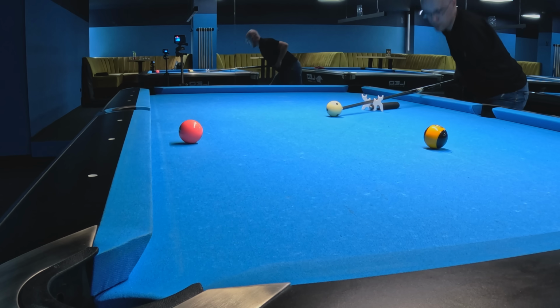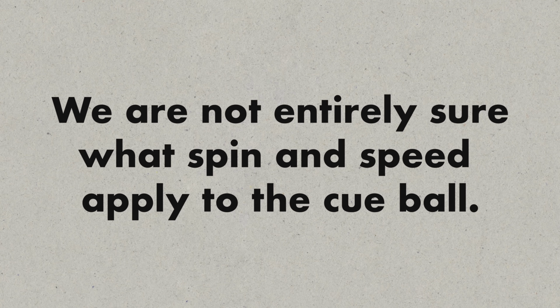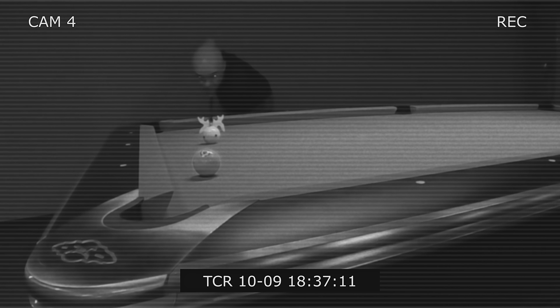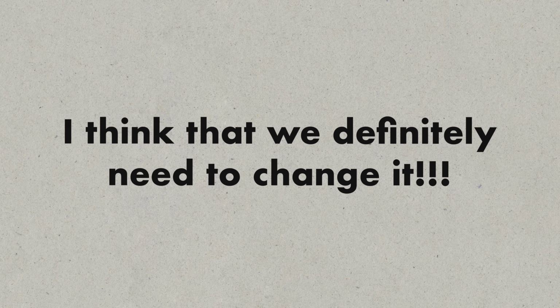Oh my god, what a horrible mess! Very often we face an extremely easy but not obvious shot where nothing bad can happen, and then we are not entirely sure what spin and speed apply to the cue ball. Due to very high pressure, we choose the worst option, which results in an extremely painful and unexpected mistake. Each of us knows this very well, right? So I think that we definitely need to change it.